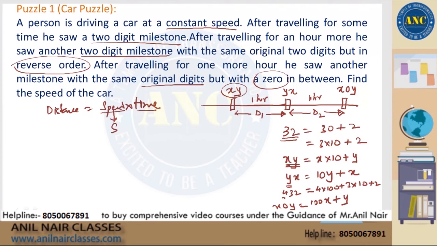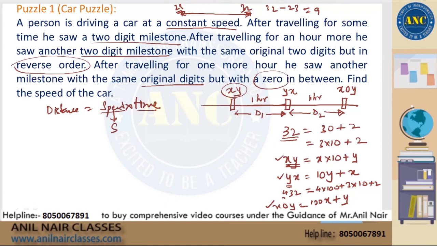Now, why did I calculate this xy, yx and x0y? Because, for me to calculate the distance, say for example I have a number like 23 here and 32 here. What is the difference? If this milestone is 23 and this milestone is 32, how much is the distance between this milestone and that milestone? I'll simply do 32 minus 23 to get the distance between these two milestones, which is nothing but 9. So the distance between the milestone xy and yx is nothing but yx minus xy.